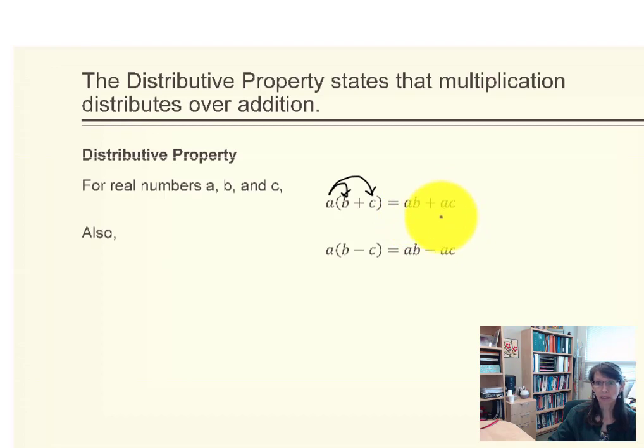Now we can go through these same steps using subtraction. A is going to be distributed to the quantity B minus C. So we would first multiply A times B, and that's where positive AB comes from, and then A is distributed to negative C. A times negative C makes minus AC. And this is how we're going to use the distributive property to help us simplify terms.